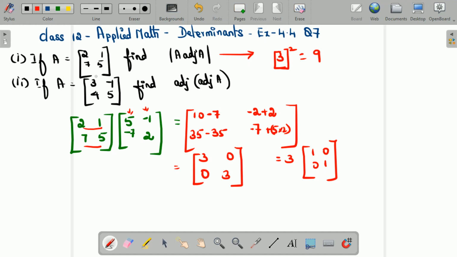If A is a 2 cross 2 matrix 3, minus 1, 4 and 5, find adjoint of adjoint A. See, if adjoint is going to be done on an adjoint A, the value is actually going to be matrix A. So in this case, it is going to be matrix A only, and they asked it only in matrix form. There is no determinant symbol here. So the value is going to be the given matrix itself, 3, minus 1, 4 and 5.